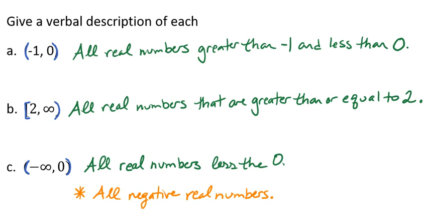So for this one, I got that all real numbers are less than 0. Now another way you could say that, I've written it in orange, is all negative real numbers. That's what that means. So it kind of is your preference what you would rather say there. But that's how to give a verbal description of each of the intervals.